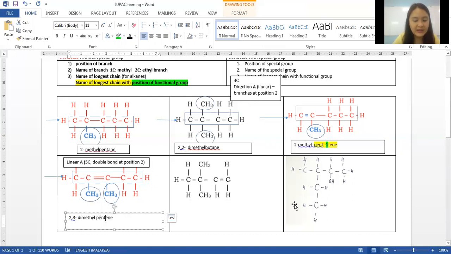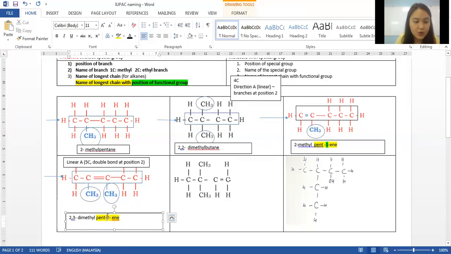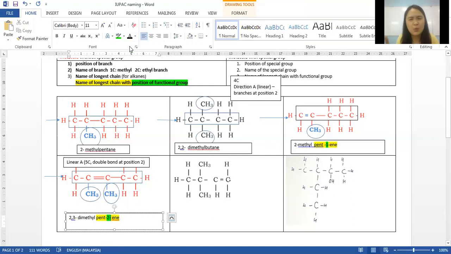So therefore, I will modify the name a bit. I put a space between them to show that my "ene" is at position number 2. All right, so it's called pent-2-ene. The 2 over here shows you the position of the double bond. Now at this moment, some students might be confused about why there's a figure in front of the name and a figure in the middle of the name. Remember, the figure in front of the name refers to the position of the branch, and the figure at the back of the name refers to the position of the functional group.